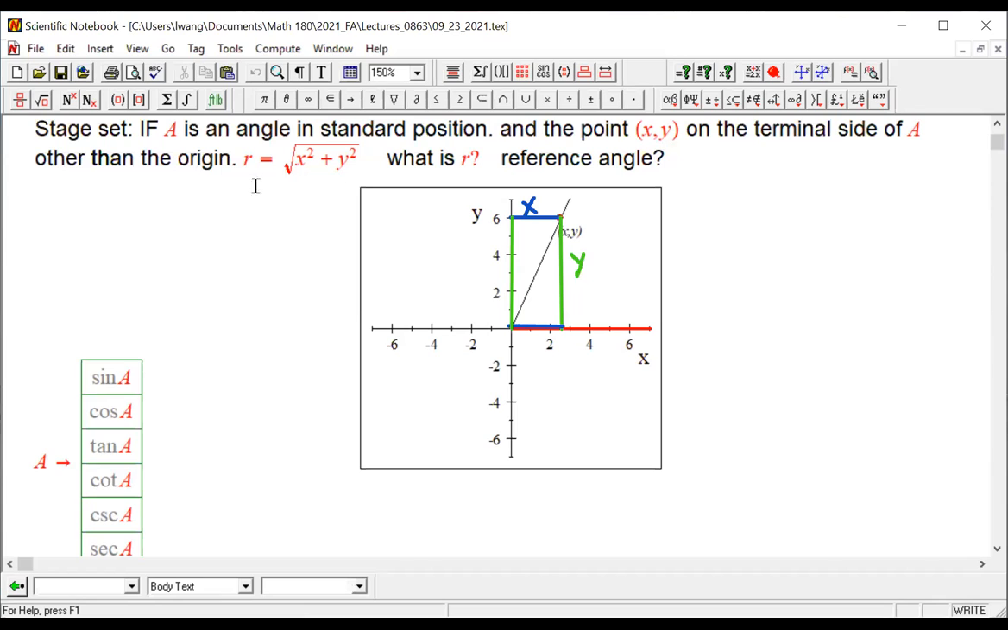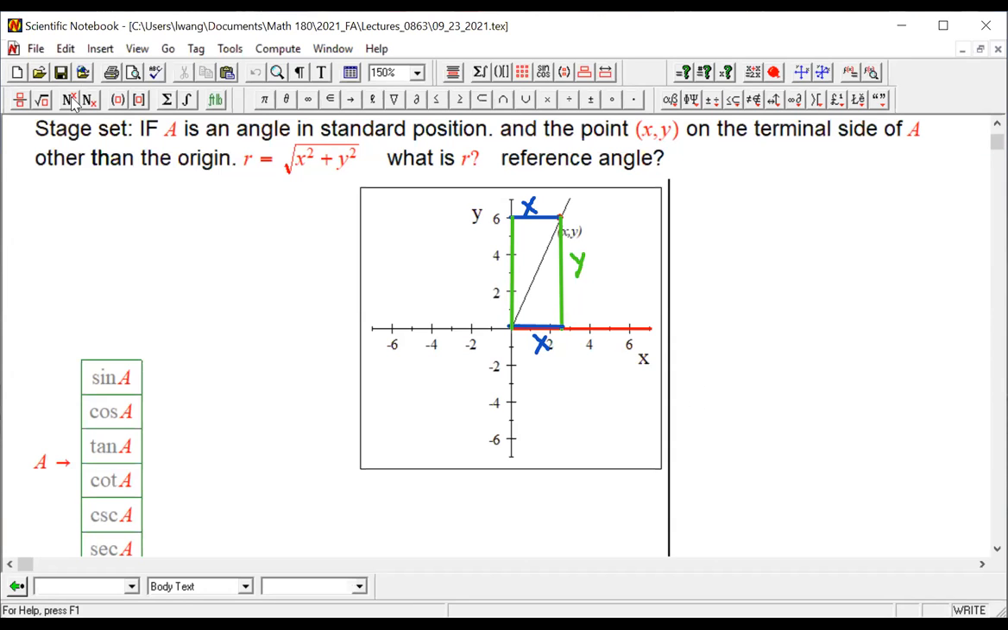Now we look at x squared plus y squared. This is x, this is y. If I just look at this triangle, you can look at the one on the top, you can look at the one on the bottom. So this piece is x. This piece is x.